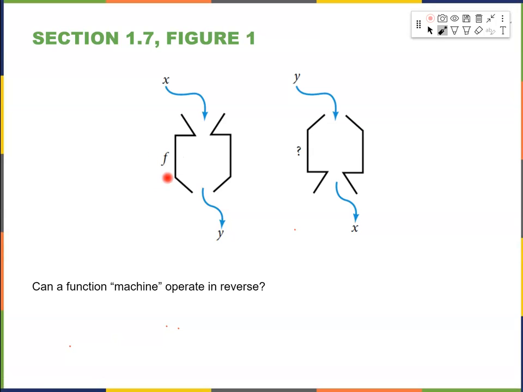Let's say we have a function f here, and you have the input x, and we're going to have the output y. Is it possible for us to have this y as our input to get an output of x? Can a function machine operate in reverse?